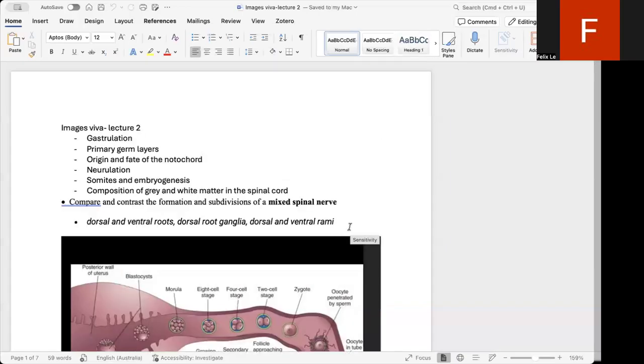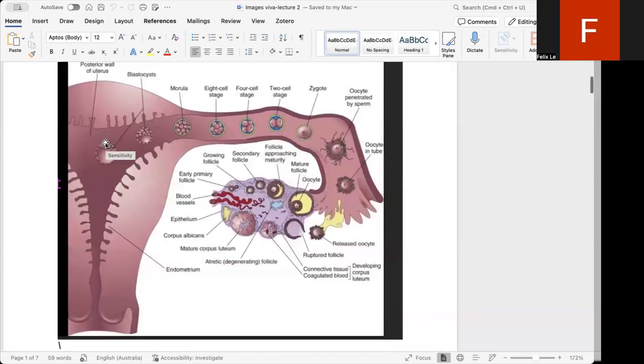Okay, so this is Mock Viva, lecture number 2, which is on gastrulation, primary germ layers, origin and fate of the notochord, the neurulation stage, somites, embryogenesis, gray and white matter in the spinal cord. The different divisions are the spinal nerve, so dorsal and ventral roots, dorsal root ganglia, dorsal and ventral rami. So let's begin by looking at this diagram here.